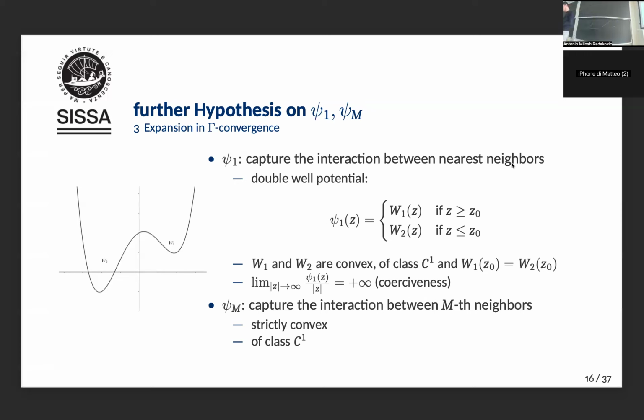The other kind of hypothesis is the regularity hypothesis. So we will assume W1 and W2 and also psi-m to have C1 regularity. This is a hypothesis that maybe can be weakened, but it's required for some technicality in the proof. And okay, we are also taking psi1 continuous at least, and we still keep track of the coerciveness condition.